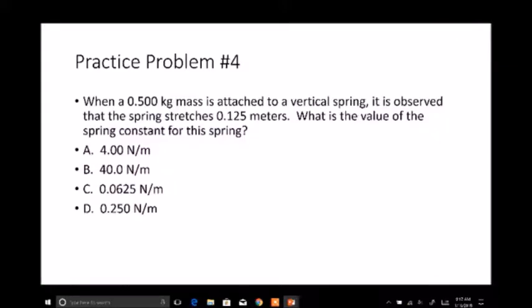All right, on to practice problem 4. A 0.5 kilogram mass is attached to a vertical spring, and the spring stretches 0.125 meters. What is the value of the spring constant for this spring?